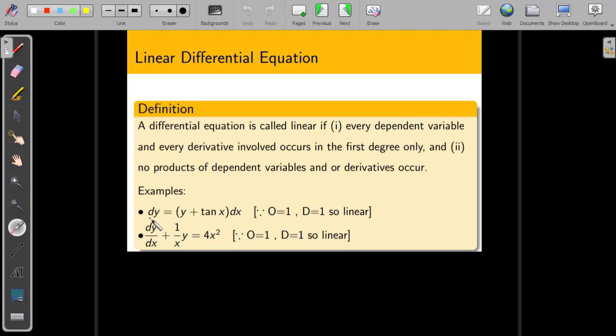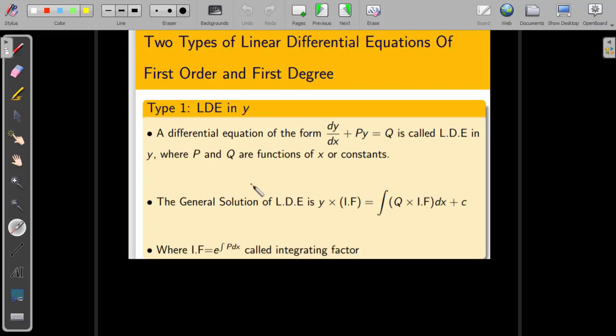Now we will talk about standard forms of linear differential equation. In this lecture we will talk about only type 1 linear differential equation. There are two types of linear differential equations. The very first one is linear differential equation in variable y, which means y is the dependent variable. So let's begin.